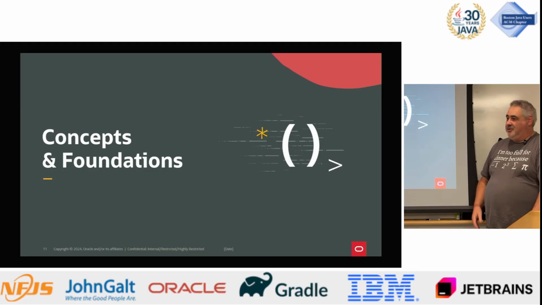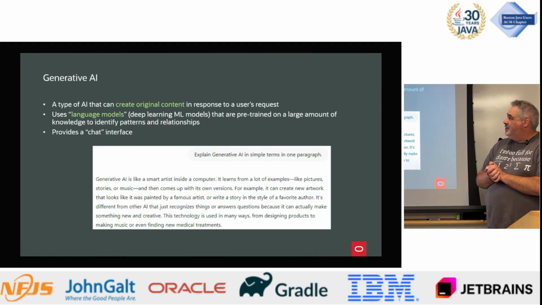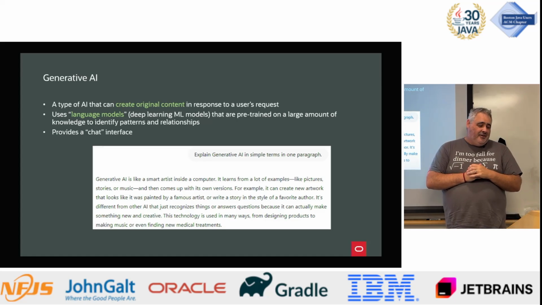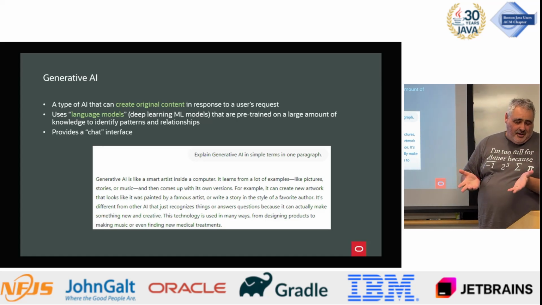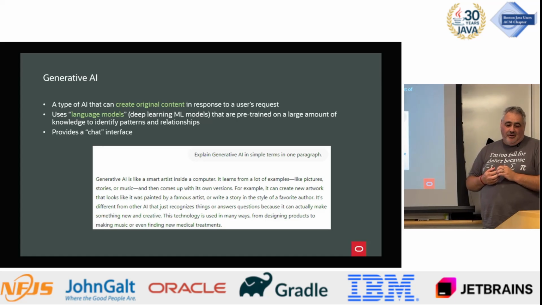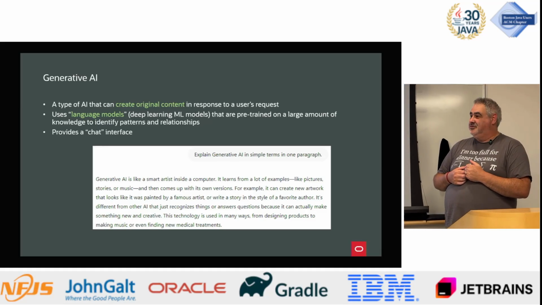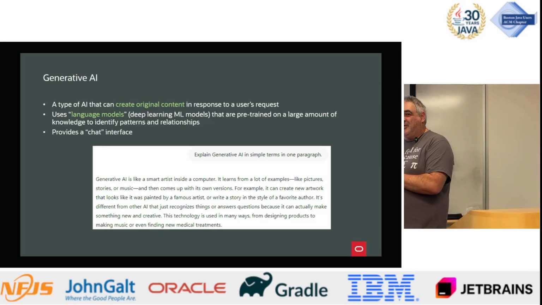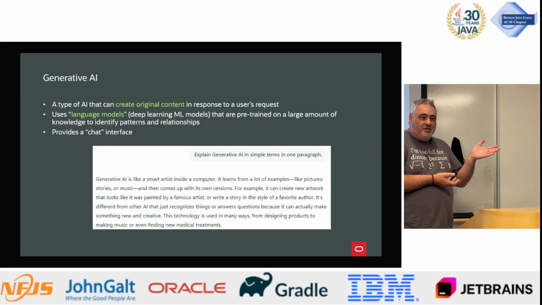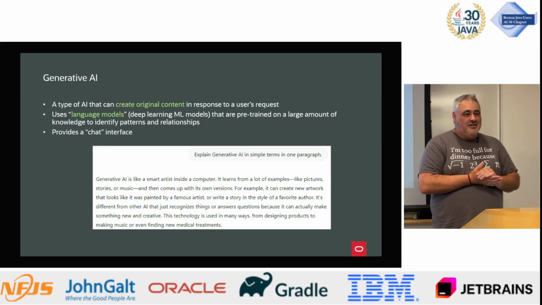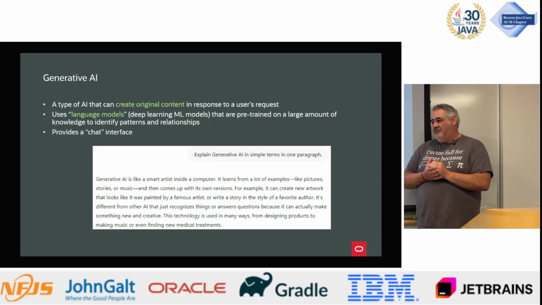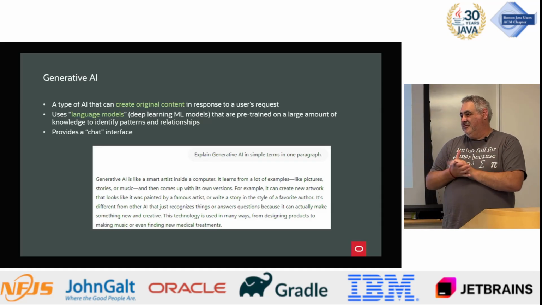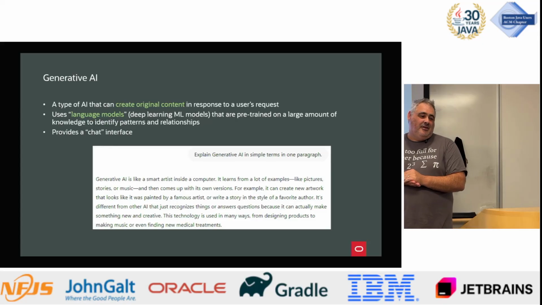So let's go over some concept and foundation stuff, and then we're going to talk about the tool. Generative AI is a type of AI that can create original content in response to a user's request. AI has been around for a very long time, since the 30s, 40s, 50s, I think it's fair to say. Even before we had digital computers, people were talking about AI.